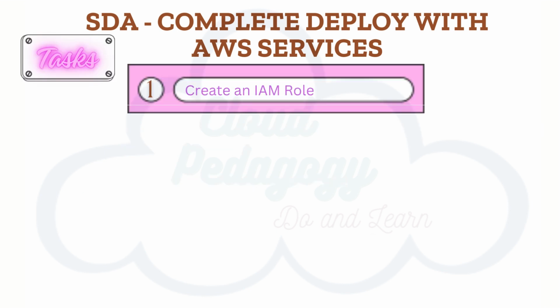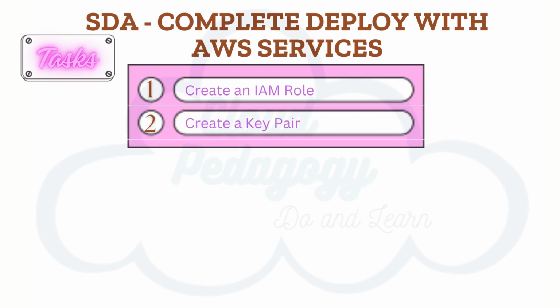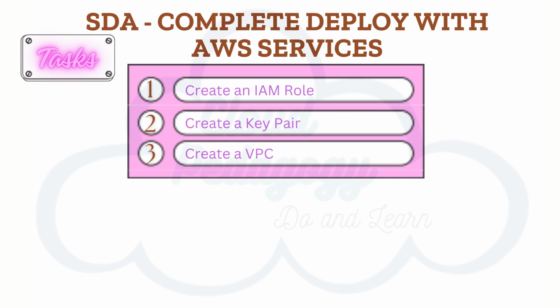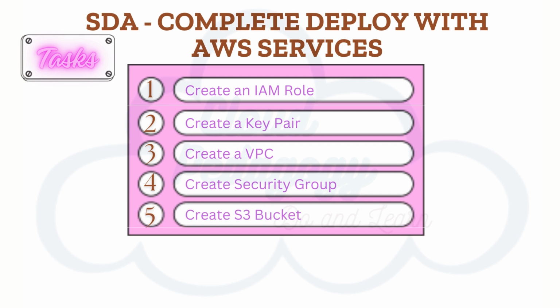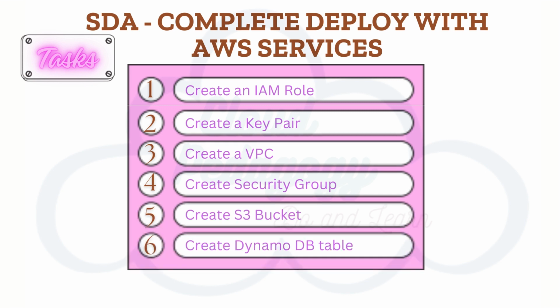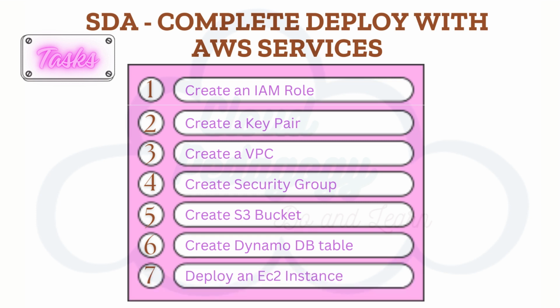In task 1, create an IAM role. In task 2, we will create a key pair. In task 3, create a default VPC. In task 4, create a security group. In task 5, create an S3 bucket. In task 6, create a DynamoDB table. In task 7, finally deploy our EC2 instance.